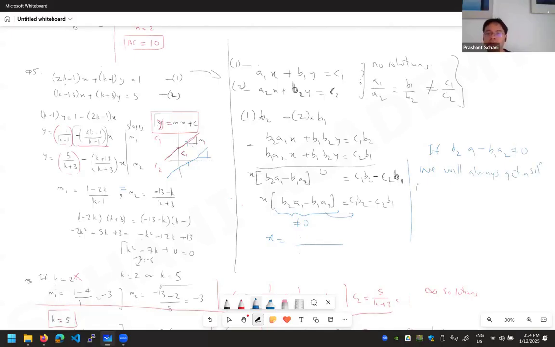So therefore, if we want to find a case where there is no solution, the only possibility is that the bracket is zero. That bracket, b2 a1 minus b1 a2, has to be zero, because then I cannot divide by zero, right? Everybody knows that something divided by zero is not a valid formula. You cannot divide by zero. So therefore, this bracket has to be zero.